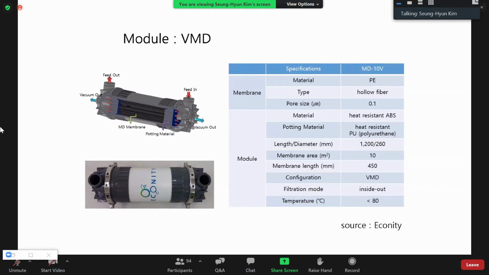This slide shows a VMD module. The material is ABS. The potting material is polyurethane, heat-resistant polyurethane. It is 1.2 meters long with a diameter of 260 millimeters. Fiber length is 450 millimeters. The membrane area inside the module is 10 square meters. The filtration mode is inside-out, and the maximum temperature is 80 degrees Celsius.